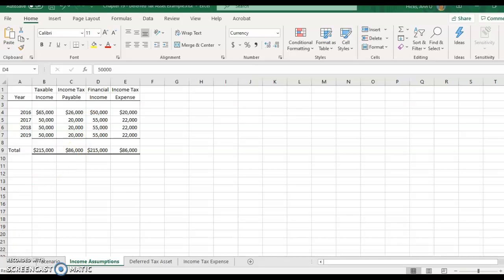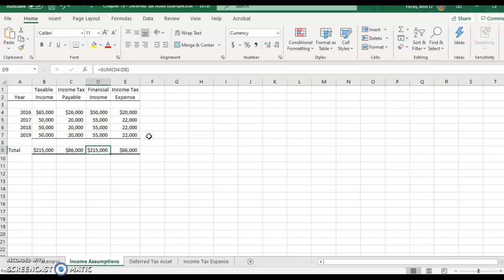Now, for financial income, you'll notice in 2016, all you're seeing for income is the $50,000. You're not recognizing any of the $15,000 for which you have not sent any subscription magazines out. Then over the next 3 years, you see $55,000 each year, which includes the 50 plus 1/3 of the 15,000.